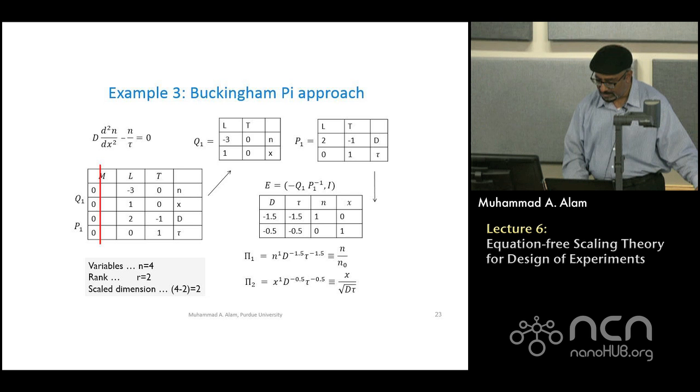But the most interesting thing is this one, because it says x to the power 1, d to the power half, tau to the power half, and that is exactly the variable that you need. So how is it possible that this equation knows what the answer is? Can you see what the trick is?